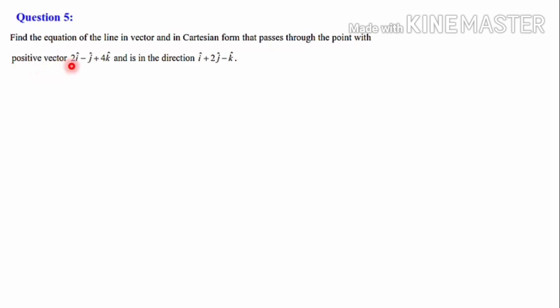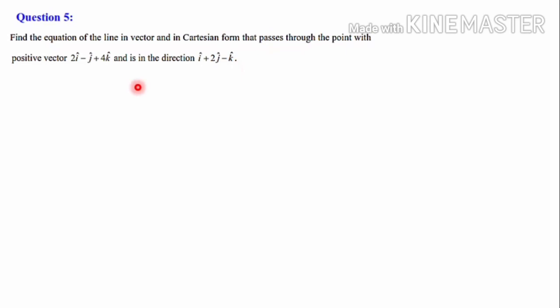Move on to question number 5. The question is, find the equation of the line in vector and in Cartesian form that passes through the point with the position vector 2i cap minus j cap plus 4k cap and is in the direction of i cap plus 2j cap minus k cap.